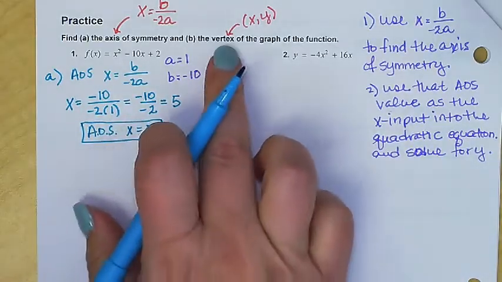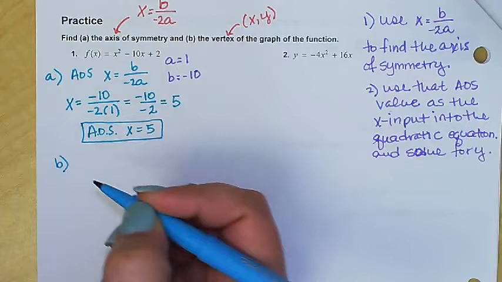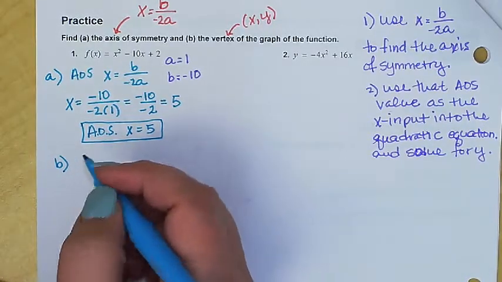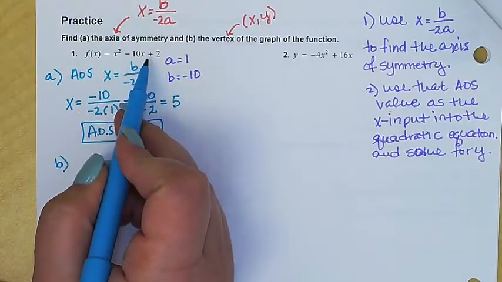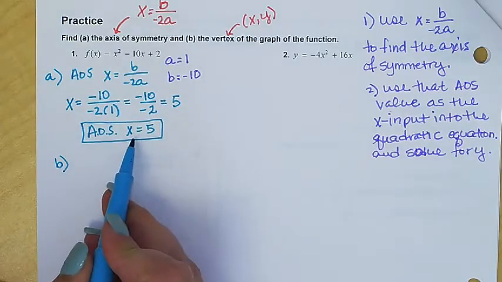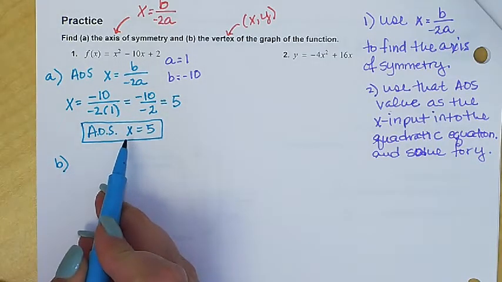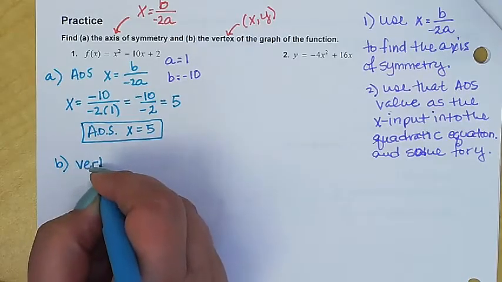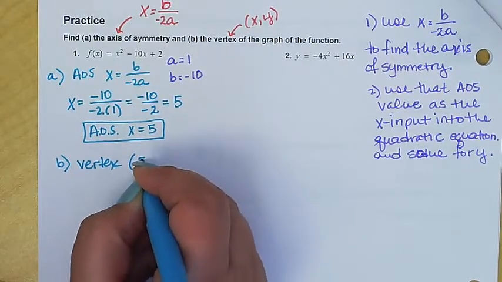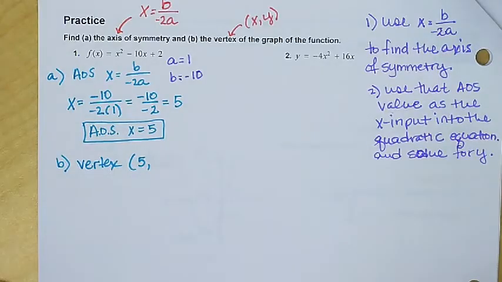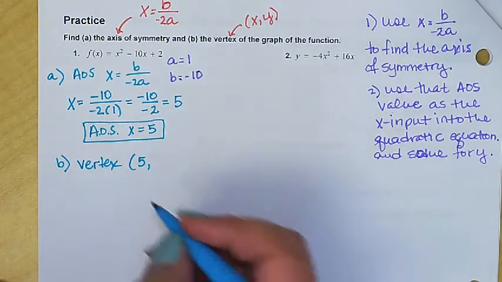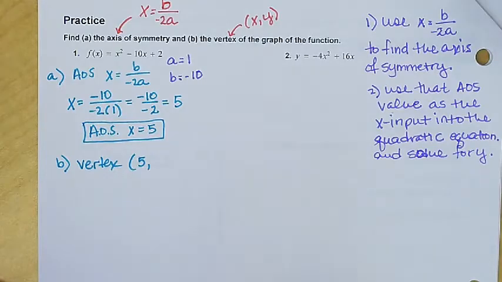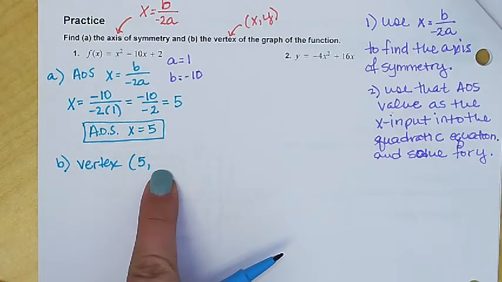Okay, and then the second part is finding that vertex. So now what we do to find the vertex is we take this original function and we insert this x value, because remember, the axis of symmetry is always the same as the x coordinate of our vertex. So in fact, I already know that my vertex is going to start off with a 5 as the first coordinate of x. So now all I have to do is find the corresponding y or output value.